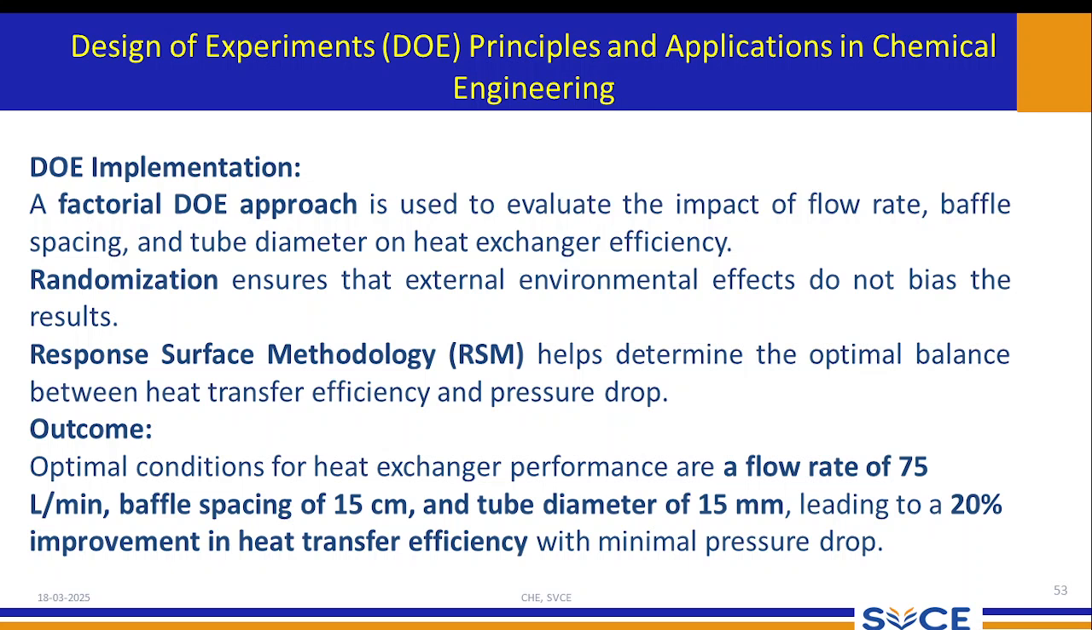What is the outcome for that? Optimal conditions for heat exchanger performance, a flow rate of 75 liters per minute, baffle spacing of 15 centimeters, and tube diameter of 15 centimeters, lead to a 20% improvement in heat transfer efficiency. Understand? So all this optimization, what are we doing it for? Either we need to reduce the resources, or reduce the cost, or reduce the energy consumption. So that point is considered to be an optimized point.